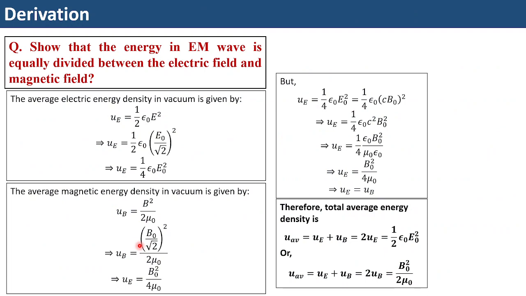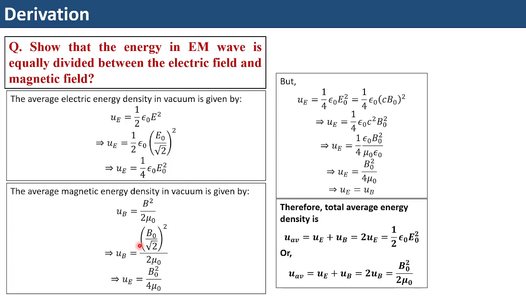Now there is a question: show that the electromagnetic energy, or the energy in the electromagnetic wave, is equally divided between the electric field and the magnetic field. Now this is a very important question. That means, first question is, does the electromagnetic wave carry any energy? The answer is yes, it does carry energy. Now if it carries energy, then how is the energy divided between the electric component and the magnetic component?